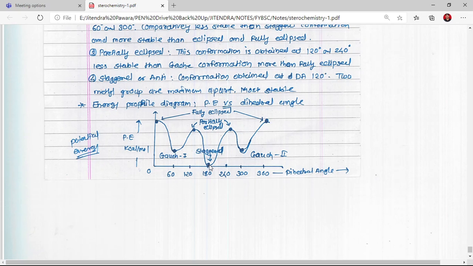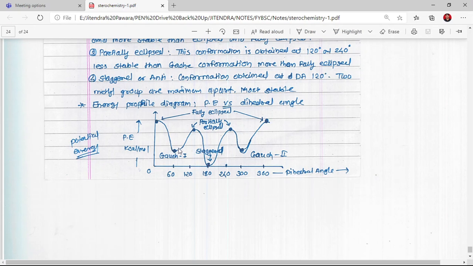And the last one is the anti, also called the staggered conformation. This staggered or anti conformation is the most stable conformation, and it occurs at a dihedral angle of 180. It is more stable because both the bulky groups, CH3 and CH3, are maximum away from each other. That's why it is a more stable conformation.